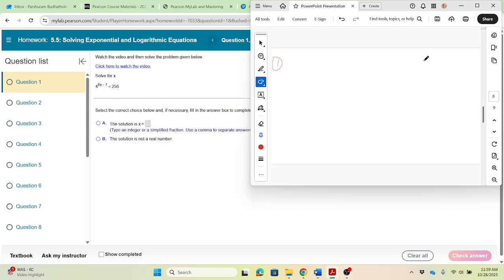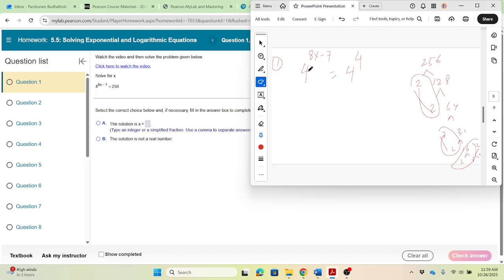256 factors as 2 times 128, 2 times 64, 2 times 32, 2 times 16, 2 times 8, 2 times 4, and then 2 times 2. So how many 4s are there? 1, 2, 3, 4. So 256 is actually 4 to the power 4. Okay. So on the one side there is 4 to the power 8x minus 7, and on the right side there is 4 to the power 4.